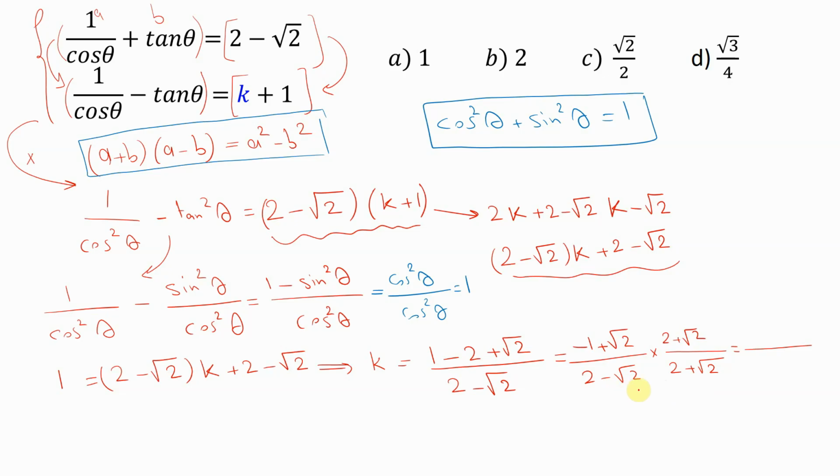for the denominator, again, a minus b times a plus b is a squared minus b squared, so a squared becomes 4 and b squared becomes 2. And for the numerator, minus 2 minus square root of 2 plus 2 square root of 2, and finally square root of 2 times square root of 2, which is 2. These two cross out, and here you are left with square root of 2. So k equals square root of 2 divided by 2.